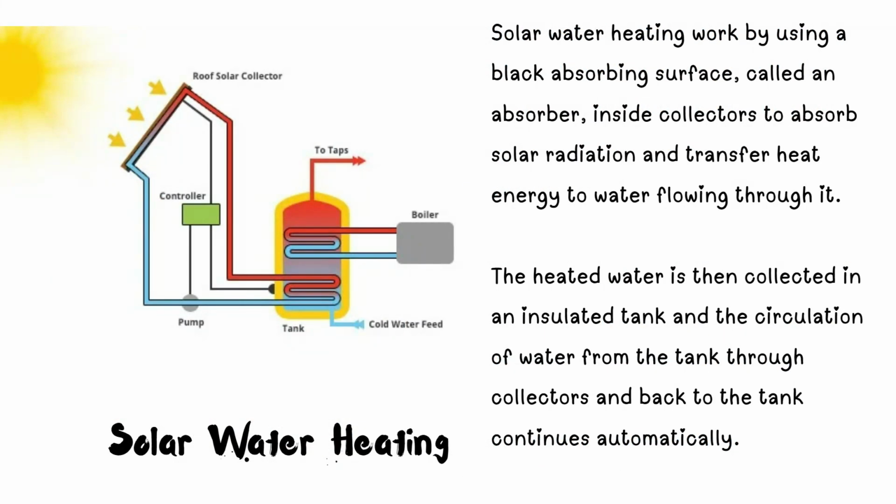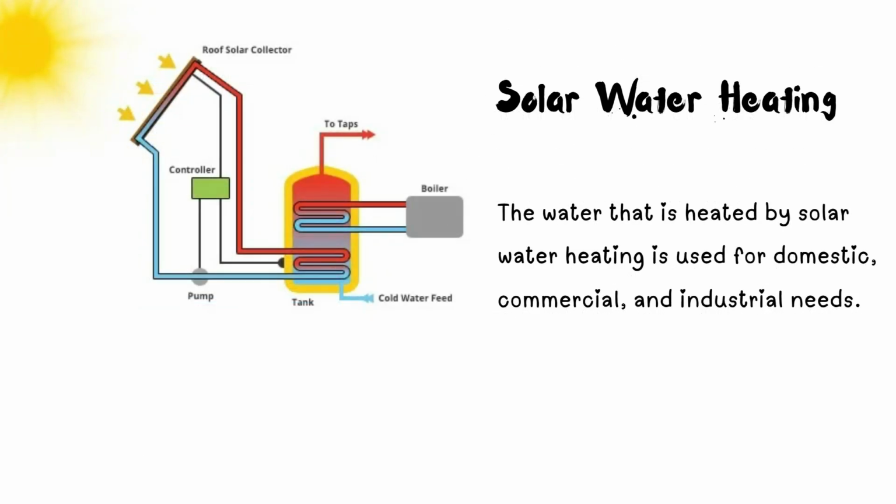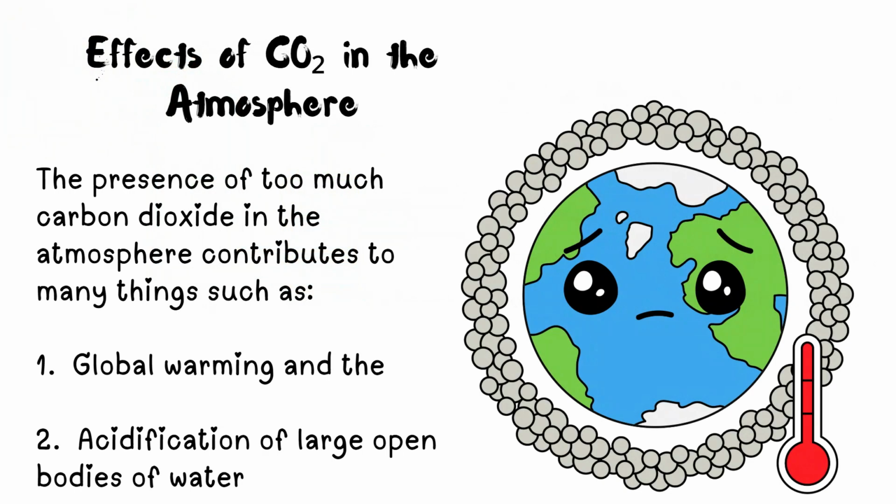Solar water heating. Solar water heating works by using a black absorbing surface called an absorber inside collectors to absorb solar radiation and transfer heat energy to water flowing through it. The heated water is then collected in an insulated tank, and the circulation of water from the tank through collectors and back to the tank continues automatically. The water that is heated by solar water heating is used for domestic, commercial, and industrial needs.